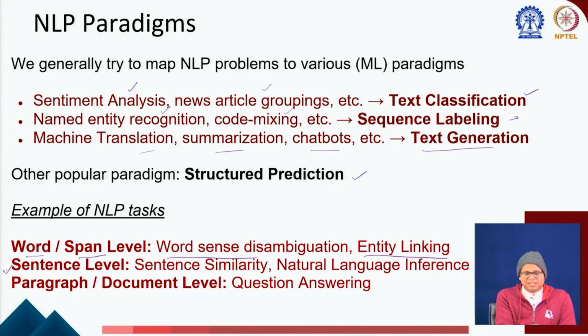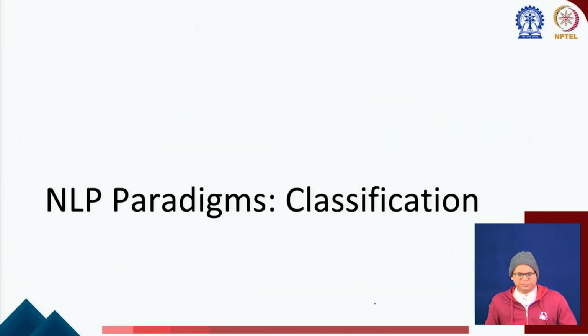They can be sentence level tasks, like you are given two sentences and you have to find out how similar they are, or whether one sentence entails or contradicts another. They can be paragraph or document level tasks like question answering and so on. So you can have different kinds of granularity over the tasks in NLP. This lecture will give you a brief introduction to these, but not go into too much detail.